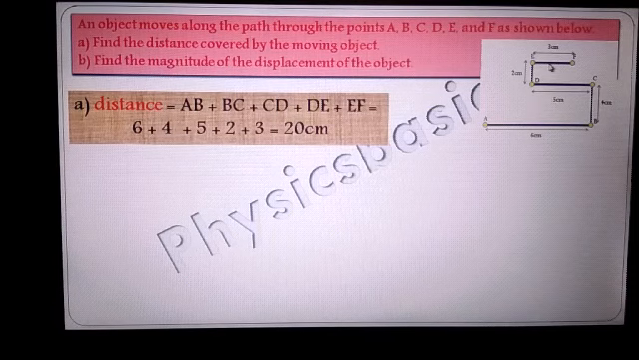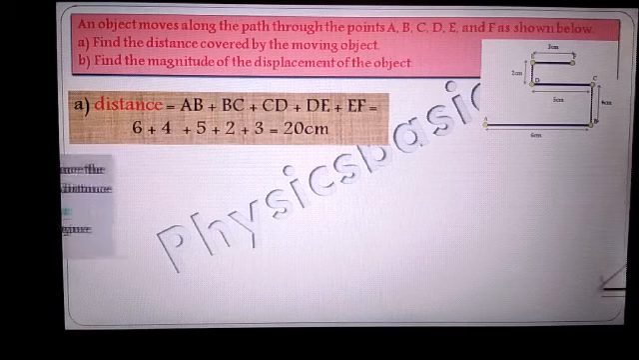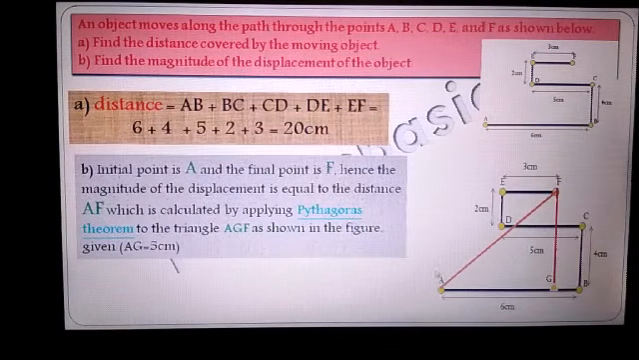Now the question arises, how to find the displacement? To find the displacement we have to define initial point and final point. So here A is the initial point and F is the final point. To find the displacement, we have to use the Pythagoras theorem, or you can say the law of vector addition. Now draw a perpendicular from the final point on line AB. It will meet at point G.